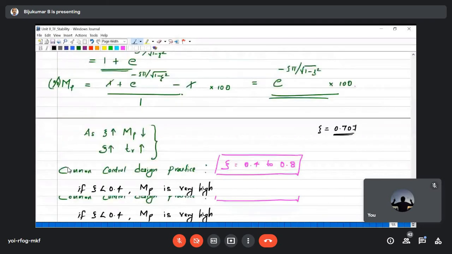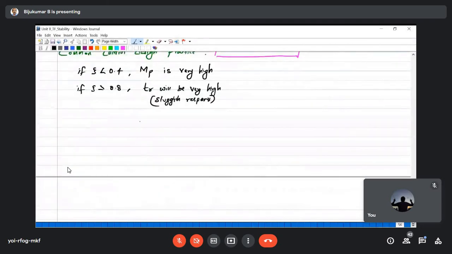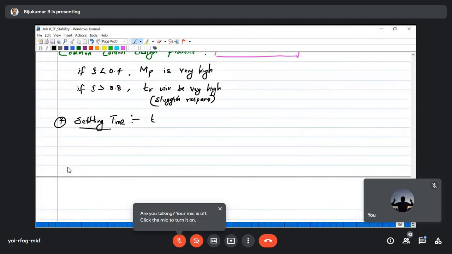Okay. So now we will move to the next important parameter. This is also a very important parameter. It's called settling time. This parameter we have already seen in the case of a first order system. What do you mean by settling time and time constant? How did you define that? Settling time can be denoted as t suffix small s.